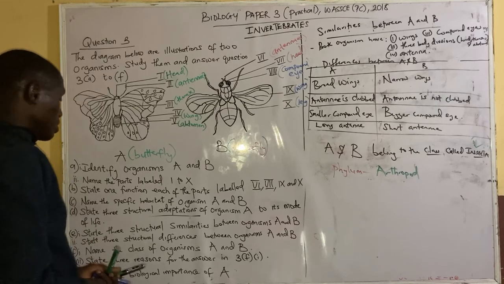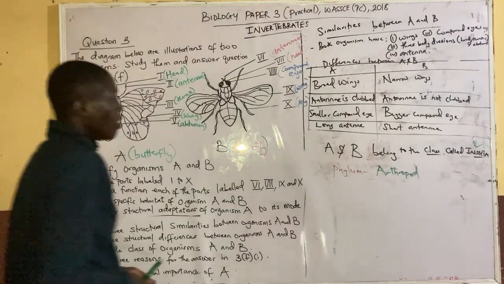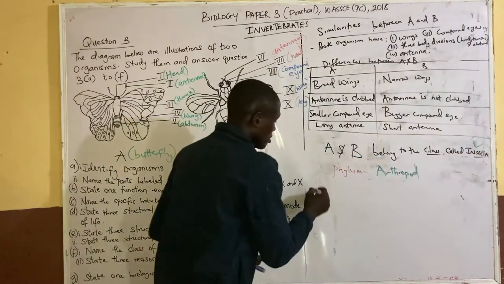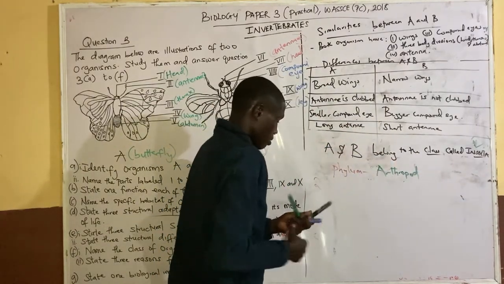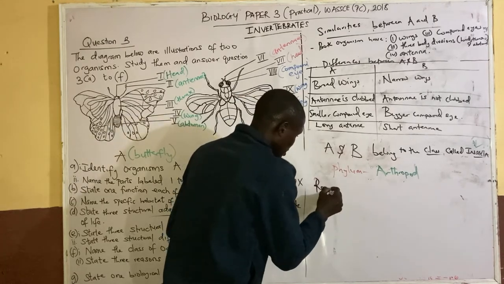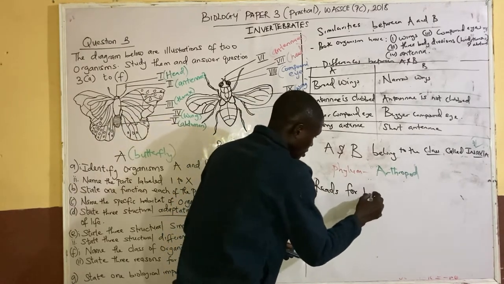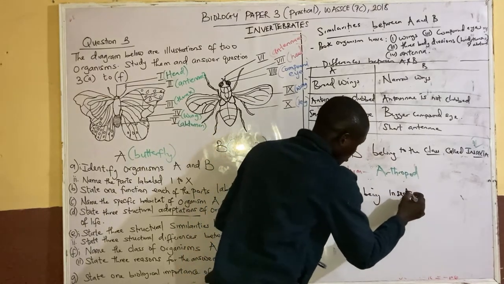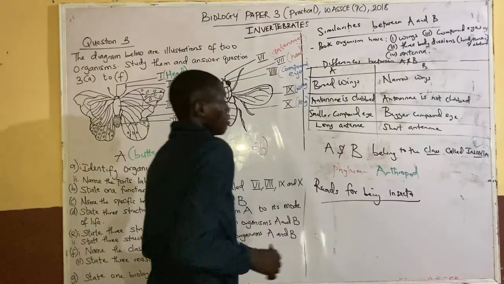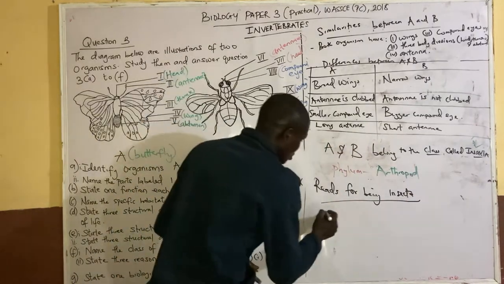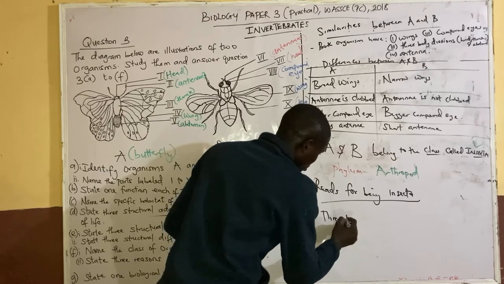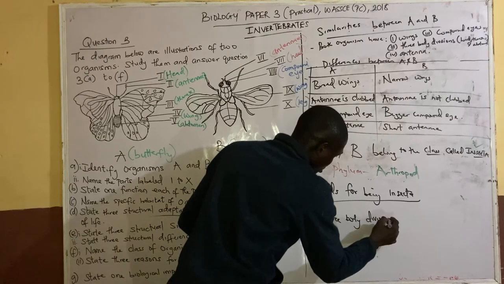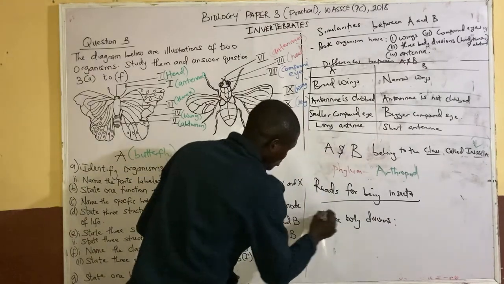Tell the reason for the answer in 3F. What are they called? Insecta. The reason for being Insecta: number one is the body division. I've already said it. You have three body divisions. That's number one.